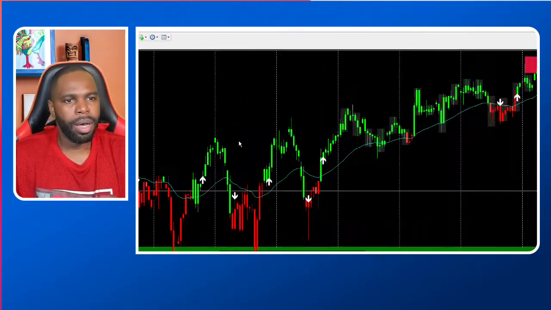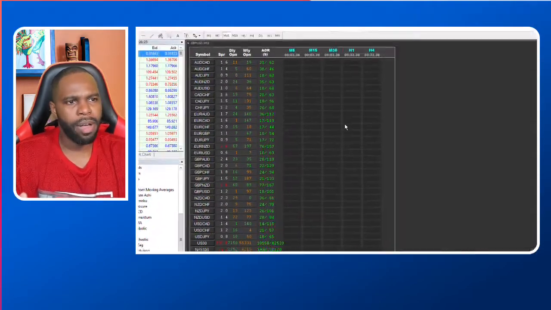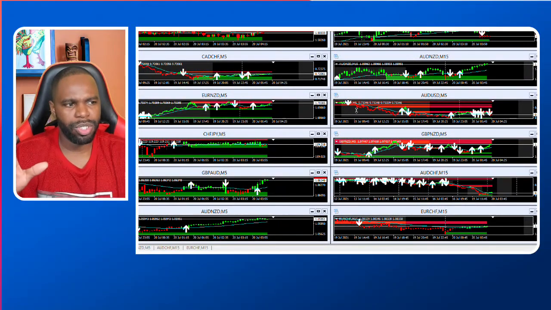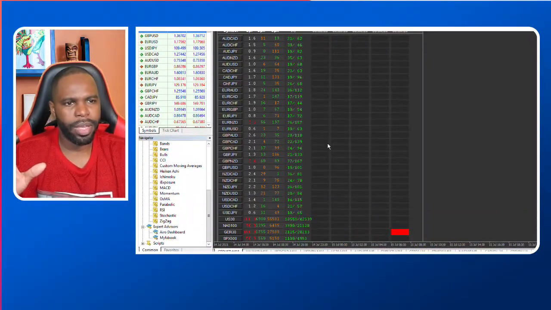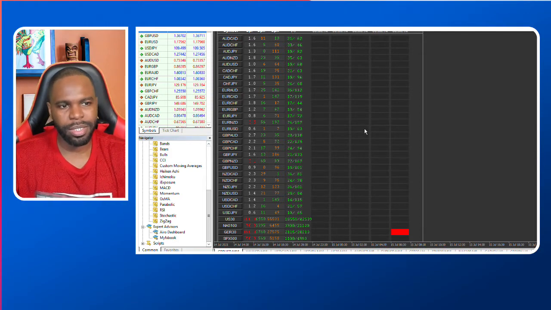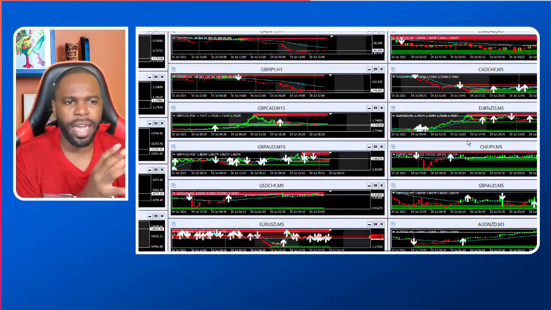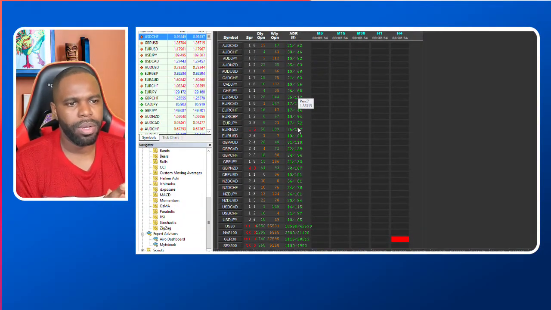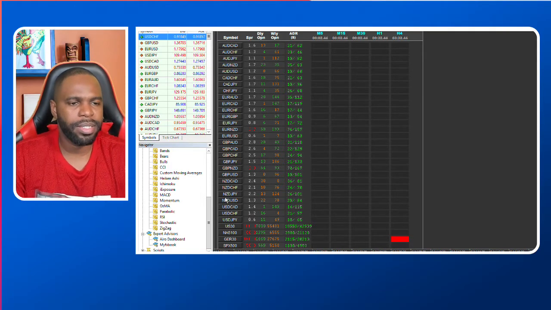Now, another thing this dashboard is good for, and again, this is new, is that it will keep you from having all of these charts open. You don't have to have all these charts open at one time. You can have only this chart open, and have all of the pairs in this little dashboard, and you'll get alerts when an arrow pops up on these charts. You used to have to bring up all of these charts just to get notified when an arrow is placed. You don't have to do that anymore because this dashboard is all in one area, with all of your pairs in one place instead of having all these charts open.